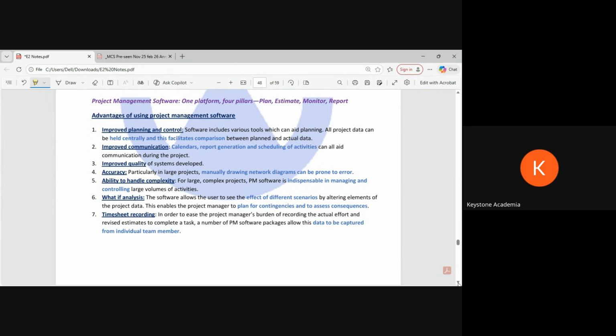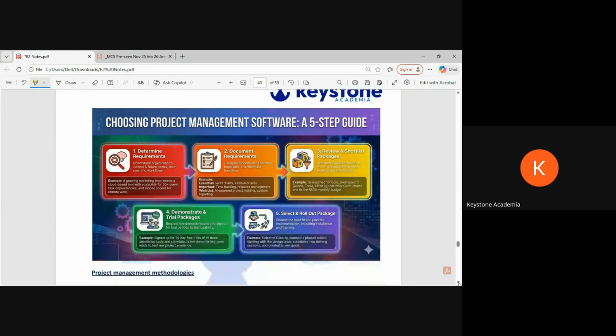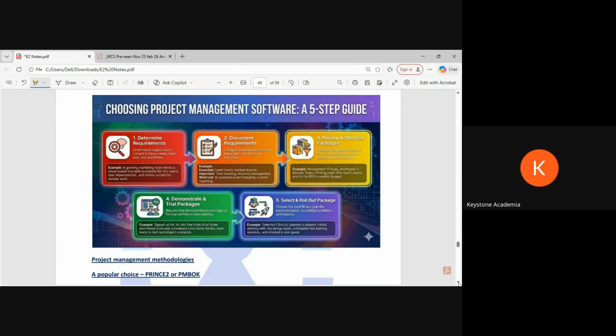What are the other advantages of using software? Planning control, improved communications, improved quality, accuracy, ability to handle complexity for large complex projects. That's what I was saying. What-if analysis like scenario planning, timesheet recording. Now, how to choose which software to use? The logical point is determine the requirements, document it, review the shortlisted packages, demonstrate a trial package, and at the end select. Or we can just do a pilot or some trial, then eventually look for it.